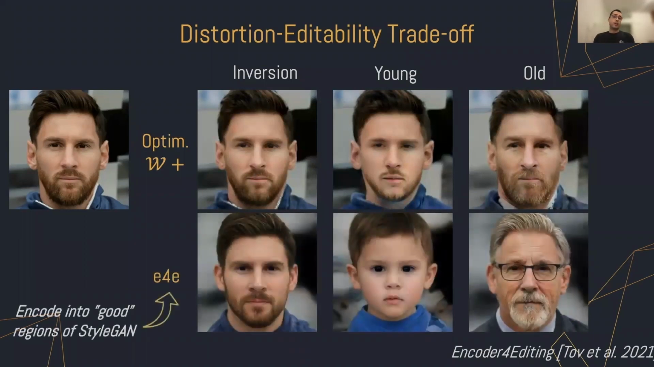Now, using an encoder called Encoder for Editing, another work coming out of our lab at Tel Aviv University, E4E is trained to encode images into well-behaved regions of StyleGAN, these so-called good regions of StyleGAN. And we can see now that the edits are quite amazing, right? Both the young and the old provide us with high quality edited images. But if I look at the reconstruction, we can see that this individual is clearly not Messi. So we have this trade-off between distortion, how well I'm able to reconstruct our original image, and editability, how meaningful are these latent codes and the edits that I perform.